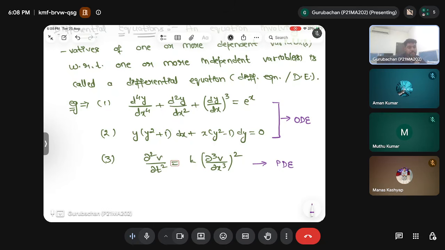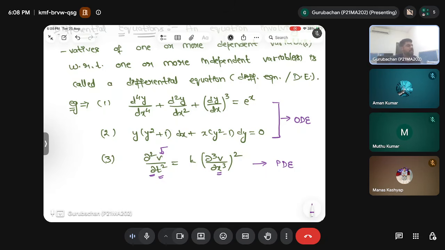Why? Because in the third one you can see there are two independent variables, one is t and one is x, and v is the only dependent variable, so it depends on two variables. So we also write del rather than d here, which means this is a PDE. The differential equation which depends on more than one independent variable is called a PDE. Otherwise, if it depends on only one independent variable, then it is called an ODE.